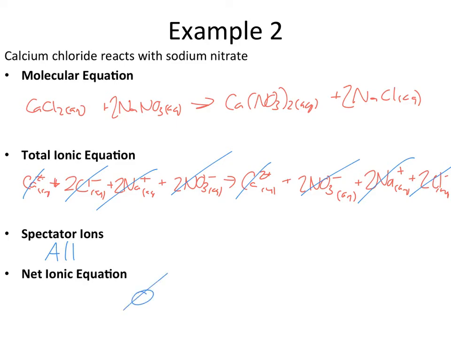We don't have one, because what we see is that our products are both aqueous. There is no reaction that has occurred in this situation. So this is why when we have products that are aqueous, the reaction doesn't happen. Well, because there's no state change. There's no new substance being formed. It's just the same as we had in our reactants.